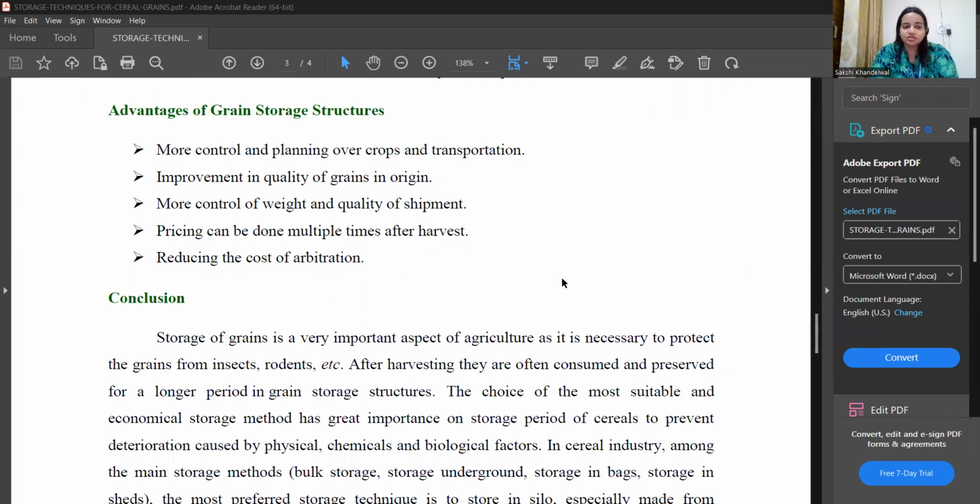So what are the advantages of grain storage structure? More control and planning over crops and transportation. First, you have to plan how you are going to harvest the cereals, and you have to make a proper place for storing the cereals or your crops. That's why you need proper planning and control of transportation and storage. You can constantly improve the quality of grains at origin, and have more control of weight and quality of shipment. Pricing can be done multiple times after harvest, reducing the cost of arbitration. These are the advantages of grain storage structure.